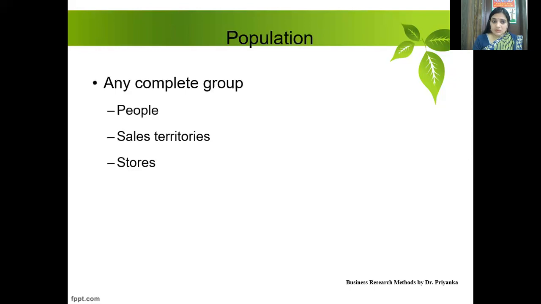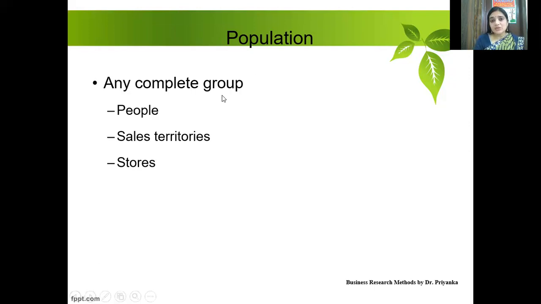Then population, any complete group of people, of sales territories or stores. For example, you want to measure attitudes of people in Chandigarh. That's it. People in Chandigarh. That means the population of Chandigarh is your target population, and then you will be selecting a subset from that population of Chandigarh, and that would be known as your sample.